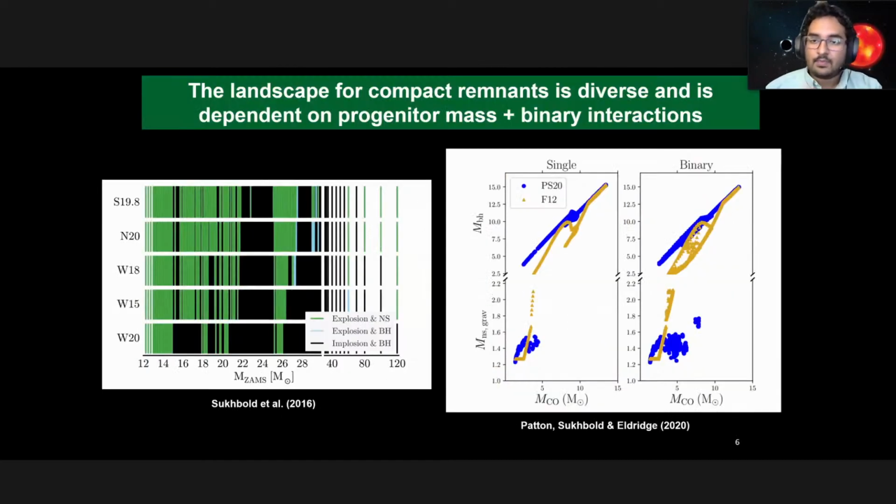Okay, so how does the framework of compactness and explodability help us to understand the landscape of compact remnants? Let's focus on this plot by Sukhbold et al. on the left to try and answer this question. The results of 5 different supernova engine models are shown in order of the strength of the engine, with the strongest at the top. The final fates of these massive stars with various pre-supernova masses are color-coded.